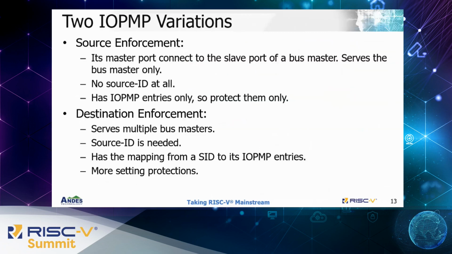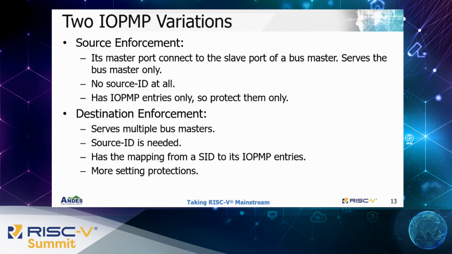There are 2 types of IOPMPs. The first type is the source enforcement IOPMP. This type of IOPMP serves only one bus master, so it doesn't need a source ID. Thus, it has only IOPMP entries. No mapping is needed. The second type is the destination enforcement IOPMP.